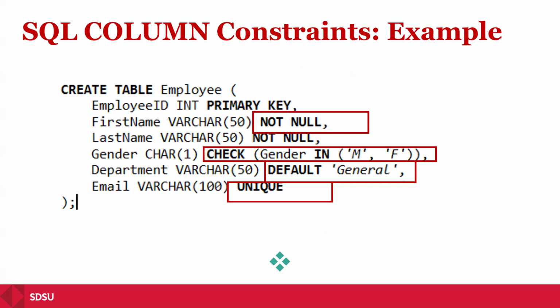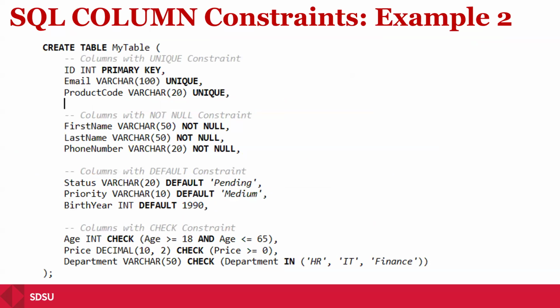Here's an example of constraints. You have an employee table here with seven different columns, and here's a list of constraints. For example, first name should not be null. Gender must fall in those two categories. Department default is general, and email must be unique. So unique, not null, check, and default are constraints. Here is another example of constraints, which I put here for you to use on your team project if you need it.